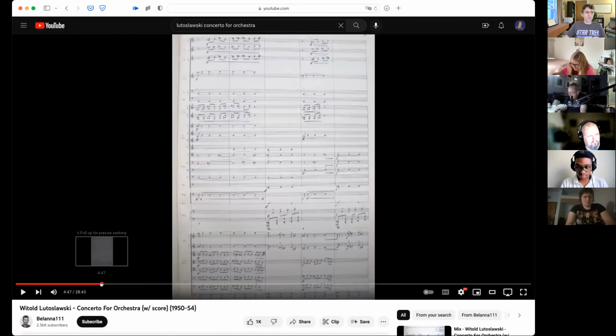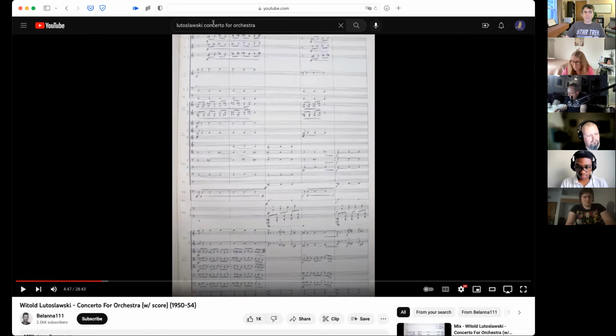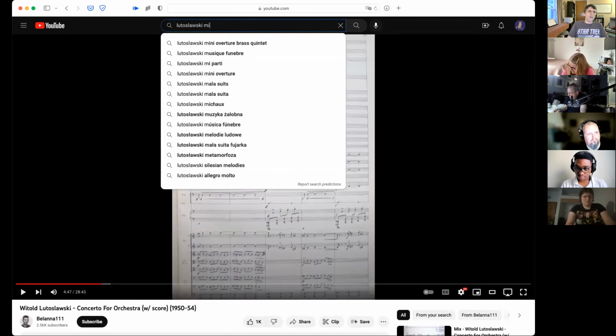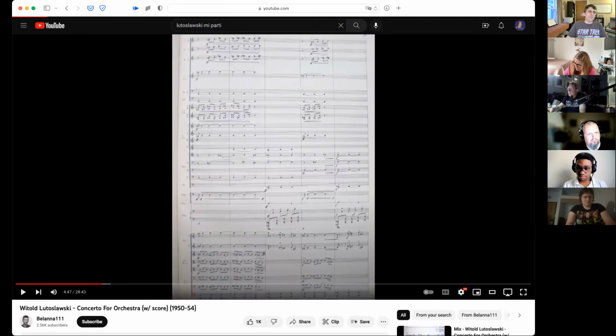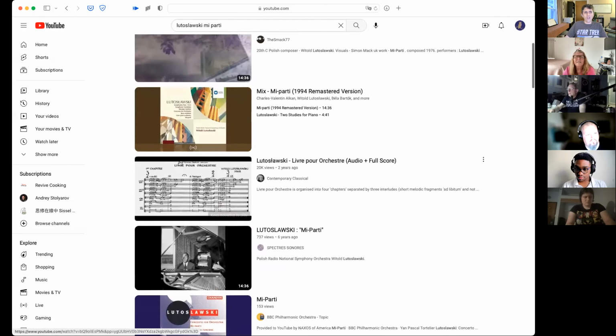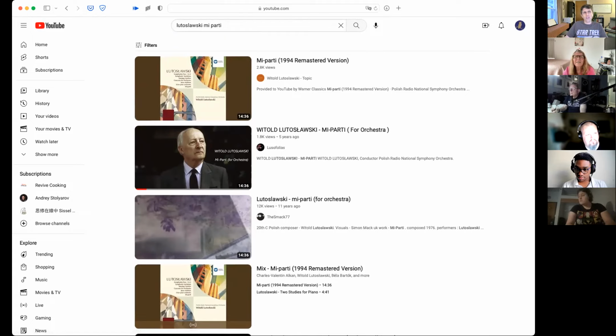So if you go through and look at how Lutosławski uses the strings, Concerto for Orchestra is a great piece. Also Mi-Parti. The nice thing about this one is obviously the score is here. You'll find some really great string writing in Mi-Parti, but you might have to work a little bit to dig out a score for that. But yeah, so I'll say something by that.